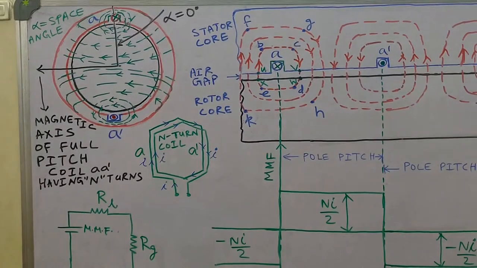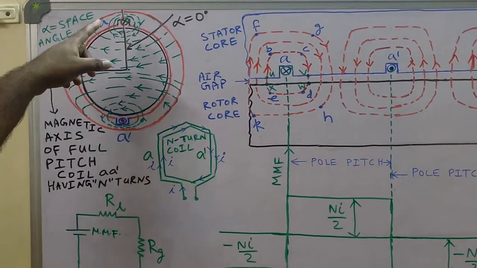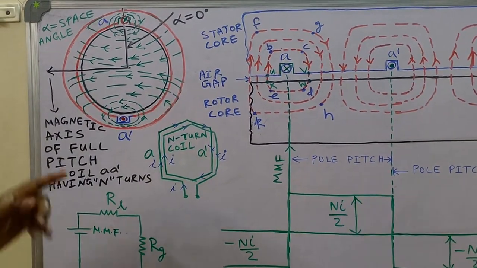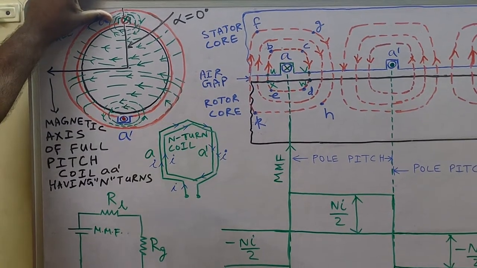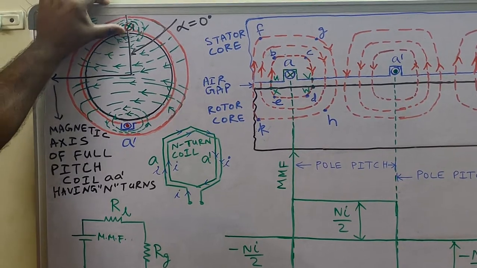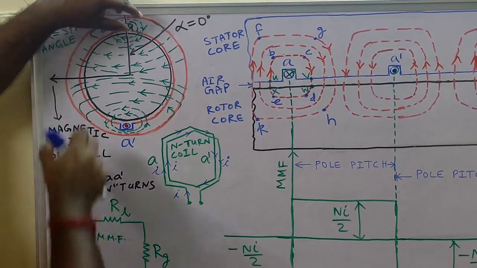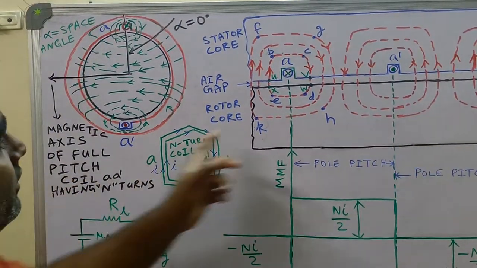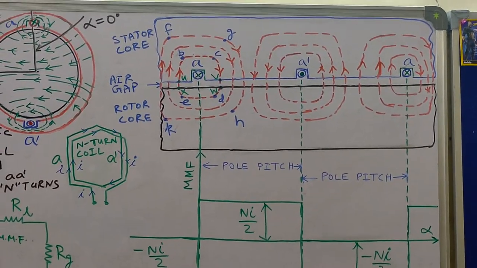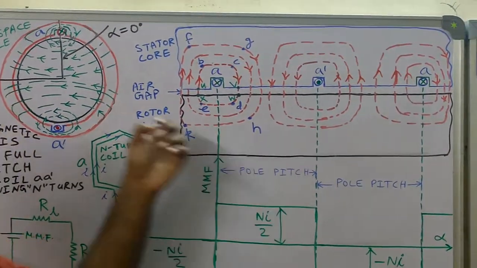So what is the meaning of developed view? Developed view is simply you are making the stator core and rotor core laid flat. That means, laid flat means what? You imagine that the stator core and rotor core are being cut at a point. Let's say here it is being cut. So from here, what you do? You stretch it and lay it flat like this. So it is simply laid out flat. Which things are laid out flat? Stator core and rotor core are laid out flat. So this is the developed view of this thing.